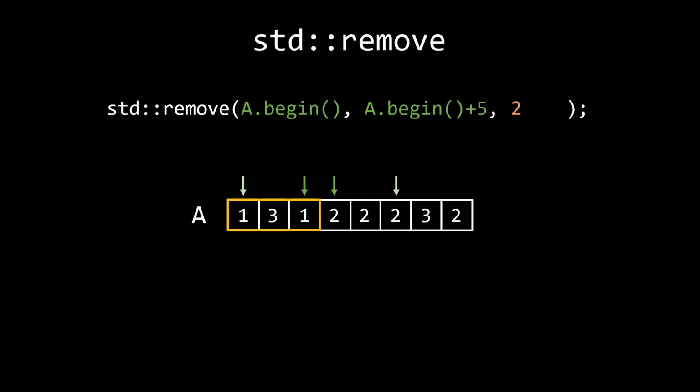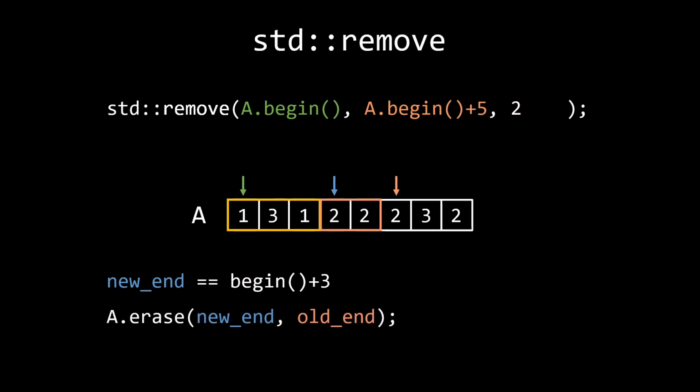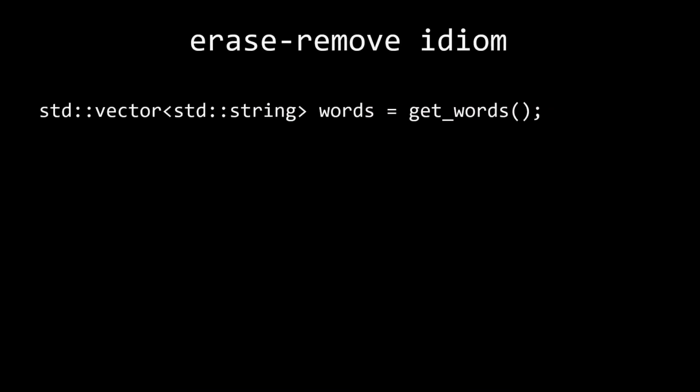The original begin iterator and the new end iterator now specify the range of elements that remain after removing all the 2s. The new end and the old end iterator specify the range of elements that were removed and can hence be passed to an erase function to remove them from the underlying container. This practice of using the output of the remove algorithm as an input for calling the erase function is called the erase remove idiom. You'll often see it used something like this.